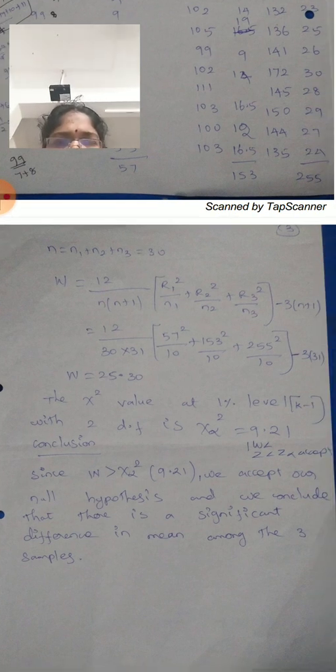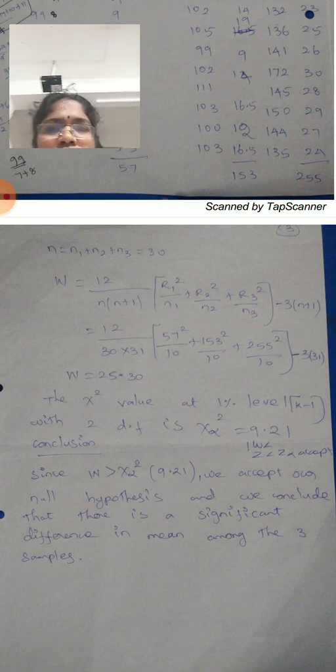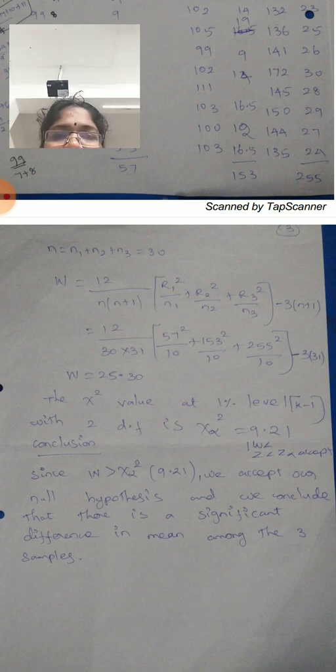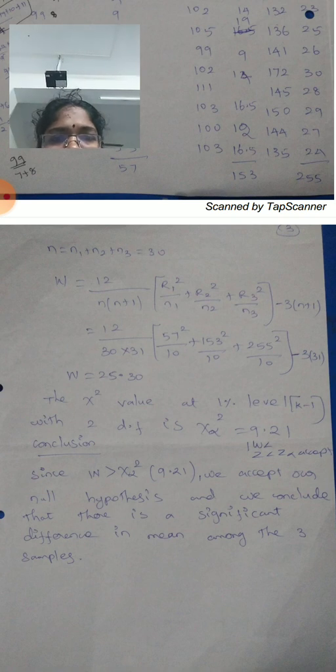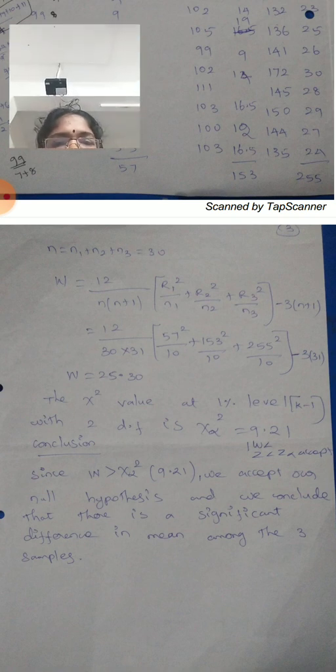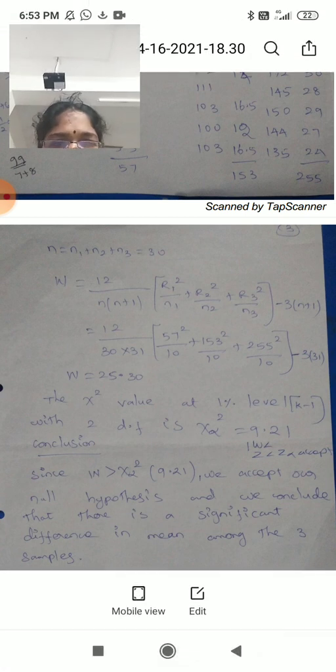Then the chi-square value at the 1% level of significance with 2 degrees of freedom. Here n equals n1 plus n2 plus n3. Therefore we use the chi-square table. The degrees of freedom are k minus 1, therefore 2 degrees of freedom, and the answer is 9.21.